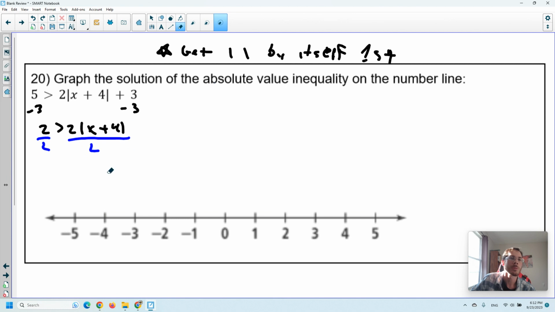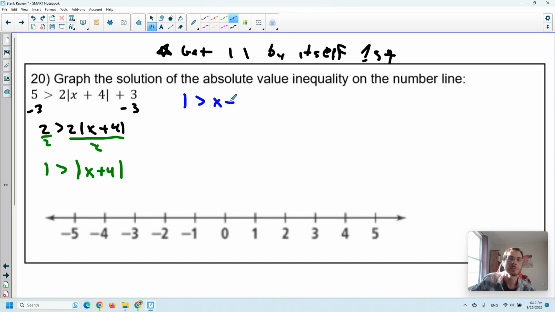oops, I changed my color there actually. Make that green. So 1 is greater than the absolute value of x plus 4. And now I can split it up. So again, the first way I split it up is I just take away the absolute value: 1 is greater than x plus 4. The other way that I split it up is I take away the absolute value and I make the other side negative. But if I make the other side negative, I flip the sign: 1 is less than x plus 4.